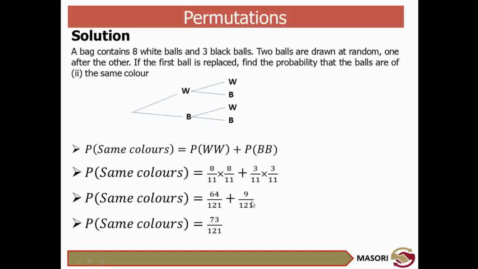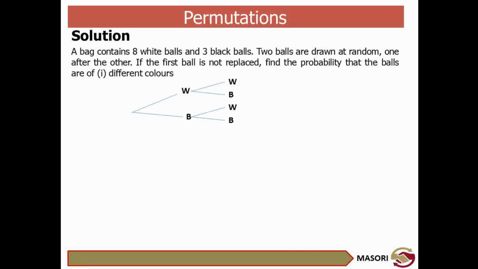Let's look at part B of the question. Part B is now looking at a situation where replacement is not allowed. If we do not replace the ball after picking, then we note that the first instance, when you draw a ball and that ball is white, the probability of us picking a white ball from a set of balls containing 11 balls, 8 white and 3 black, will be 8 over 11.